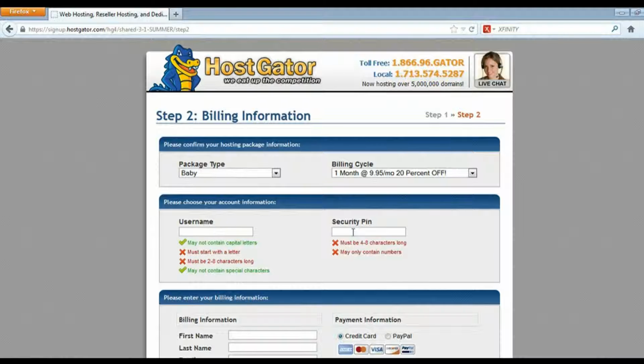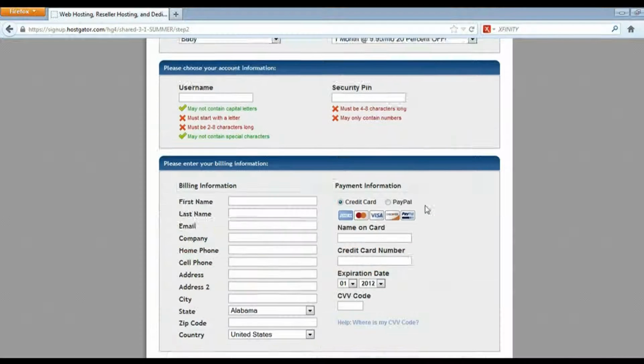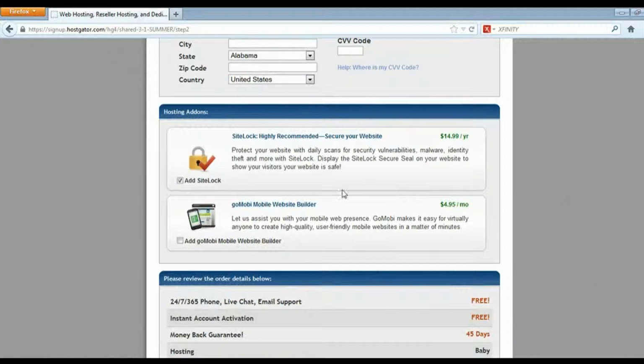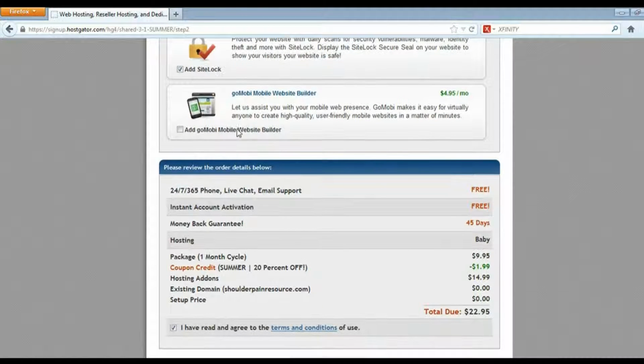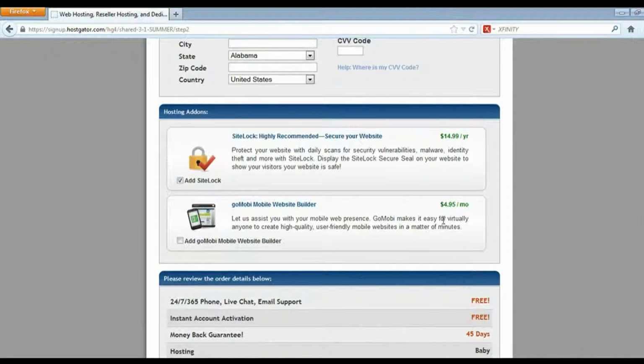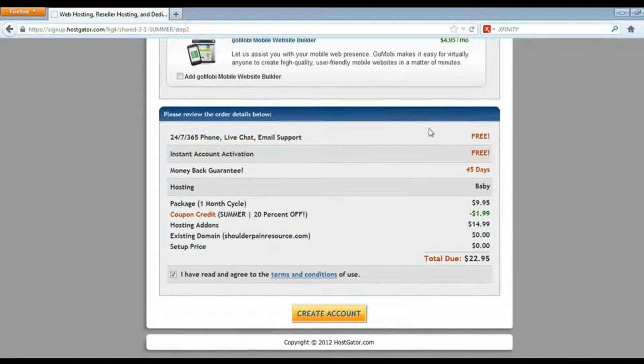Put in your username, choose a security PIN, and then put in your credit card or PayPal information so that you can lock this in. You don't necessarily need to add site lock. You can choose that. GoMobi website builder is an additional add-on of $4.95 a month. Unless you're going to be doing a ton of mobile, you may want to just skip that because there are some other mobile builders out there as well.